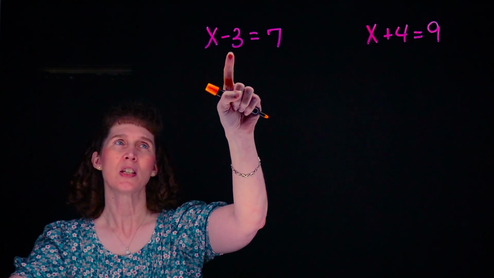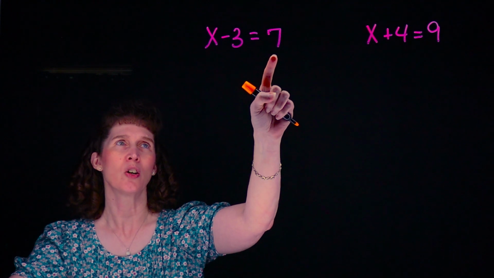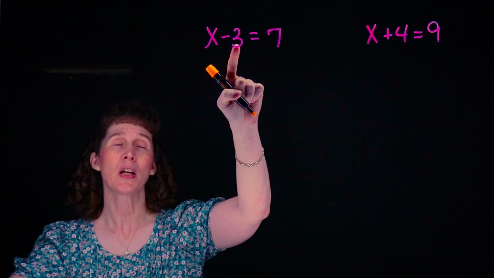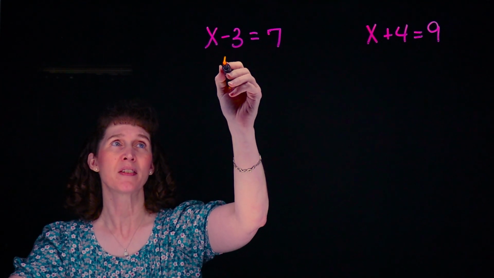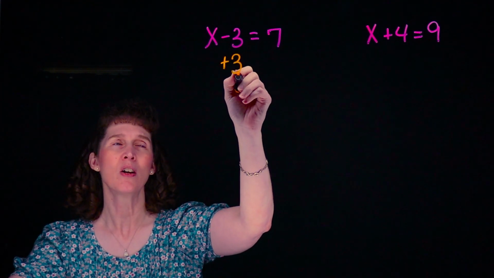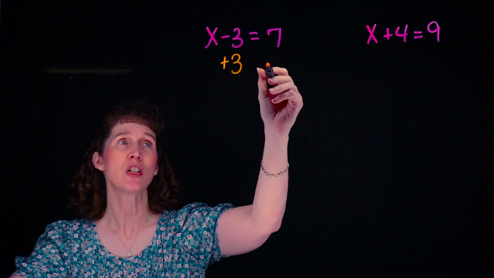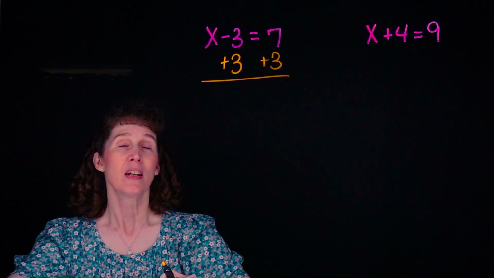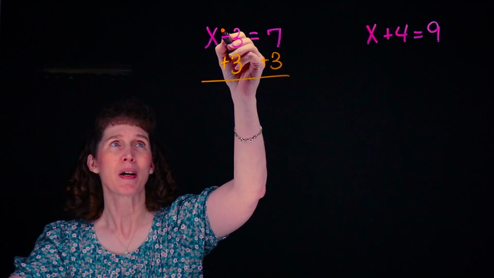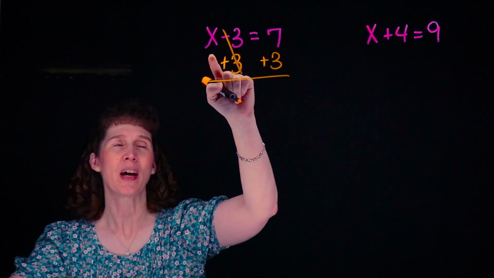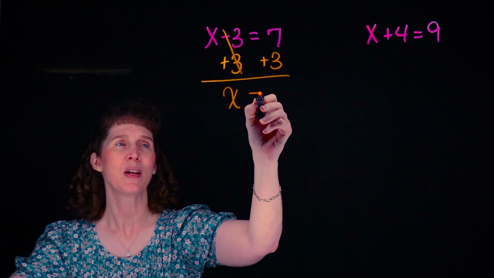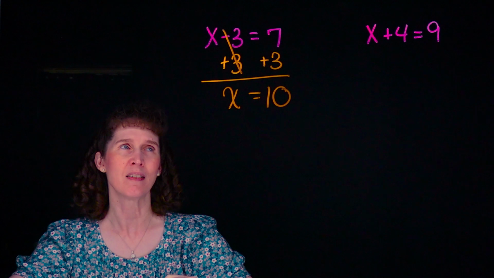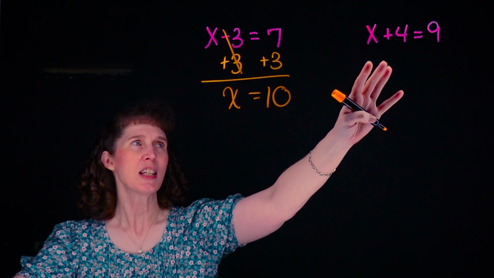So we want to move this 3 from this side over here. What we're going to do is we always do the opposite. So here we have a negative 3. The opposite of a negative is a positive, so we're going to say plus 3. What we do to one side, we have to do to the other side. So we're going to add 3 to this side as well. Then this negative 3 and this positive 3 will cancel each other out. So that leaves us with x equals, and 7 plus 3 is 10. So x equals 10.